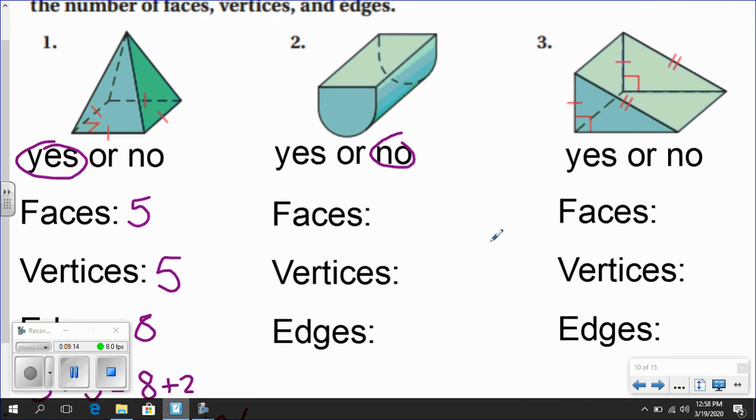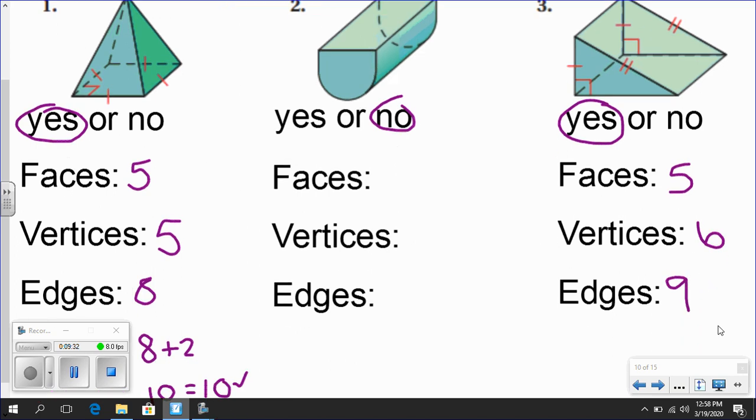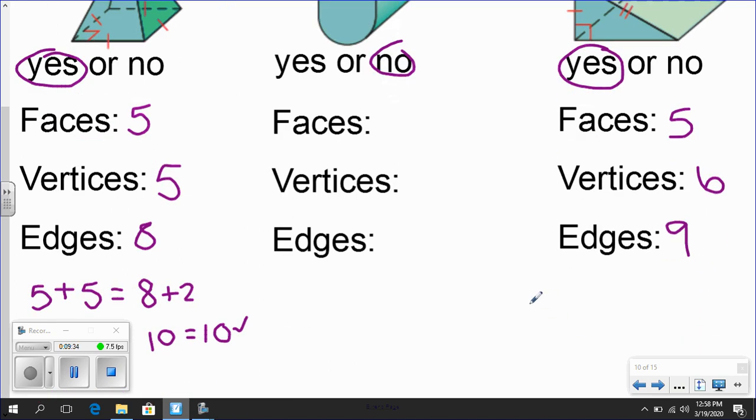Finally, is this a polyhedron? The answer is yes. So how many faces do we have? We have 5. How many vertices? Well, we have 6. And the number of edges, we have 9. So let's use Euler's theorem once again. So adding up the faces and vertices, 5 plus 6, that should be equal to the number of edges plus 2, so 9 plus 2, and that works. 11 is equal to 11.